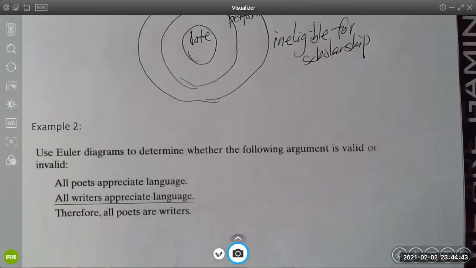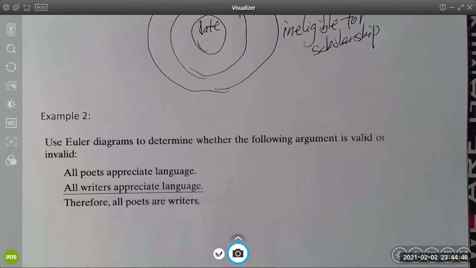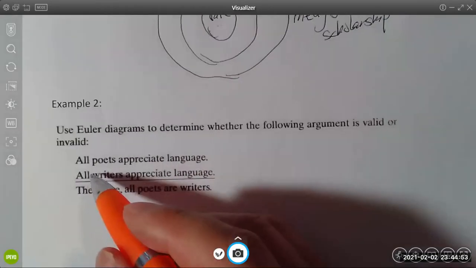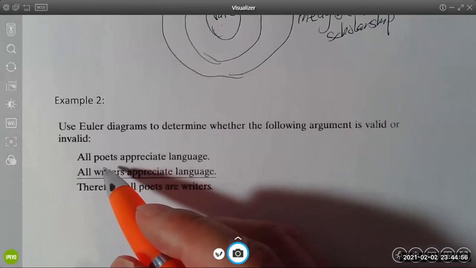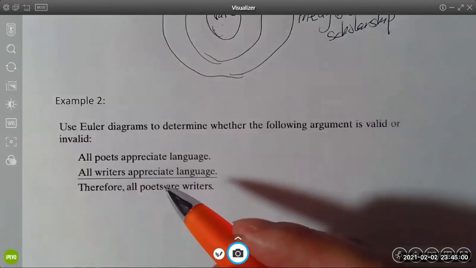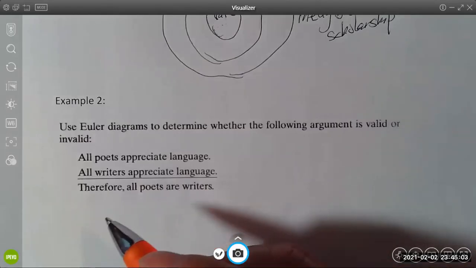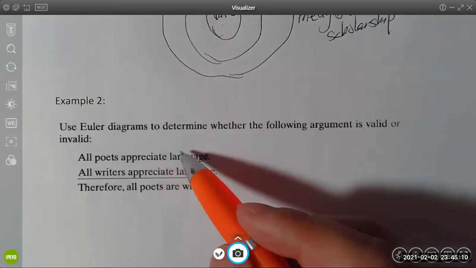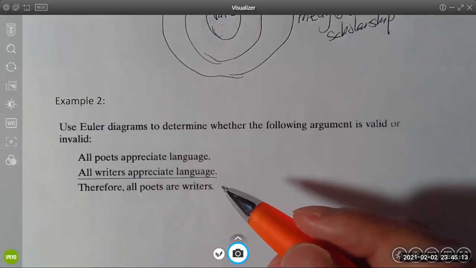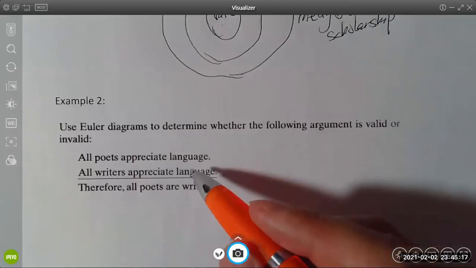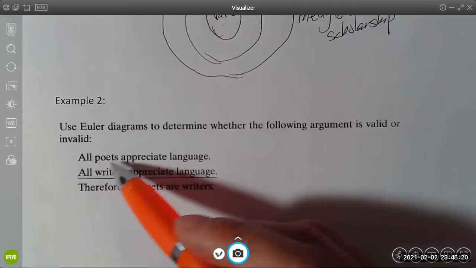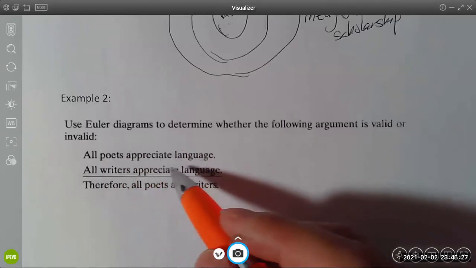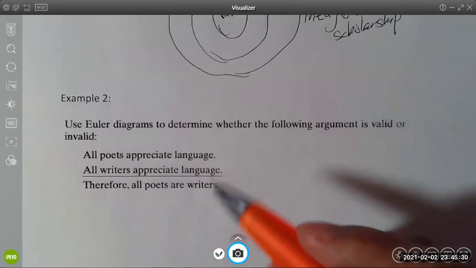Okay, now the second example, same procedure, using an Euler diagram to determine if this argument is a valid one or not. So let's draw our first premise. All poets appreciate language. Remember, you draw each premise using two circles. One circle contains poets, all of those. The second one contains people who appreciate language. Many other people appreciate language too, like me. I'm a math person, right? Let's just say all poets appreciate language. So apparently the circle that represents poets must be entirely inside the circle that represents people who appreciate language.